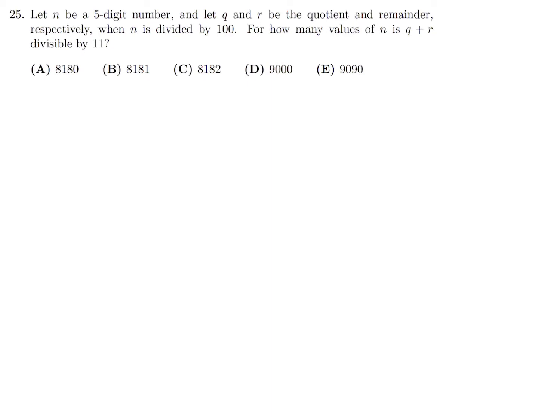Let n be a 5-digit number and let q and r be the quotient and the remainder, respectively, when n is divided by 100. For how many values of n is q plus r divisible by 11? So we have n, and it's a 5-digit number, like that, right? It's between, obviously, 99999, that's the largest 5-digit number, and the smallest is 10000. All right? That's their introduction to n.